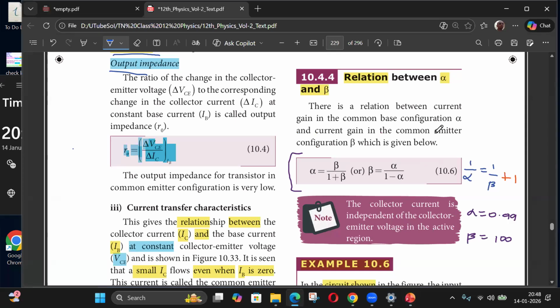This is same as this one. And the proof of this one is the definition of alpha and beta and the KCL, IE equal to IB plus IC. If you use these three, you'll get this relation. And one more thing you should remember is alpha is close to 1, for example, 0.99, and beta is high. It's around 100. So if you put 0.99 here, beta is 100.